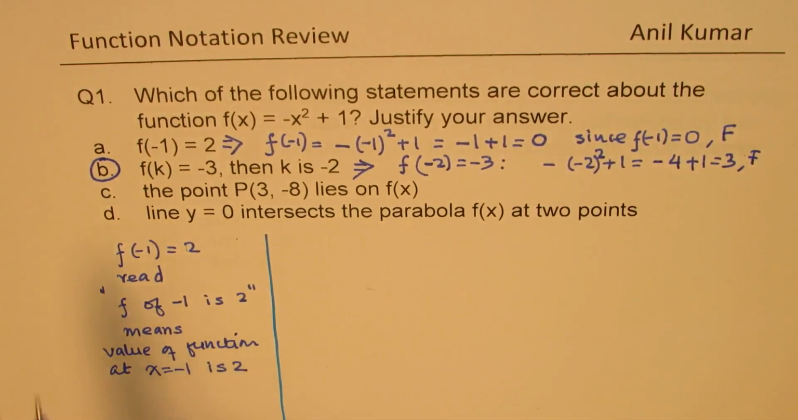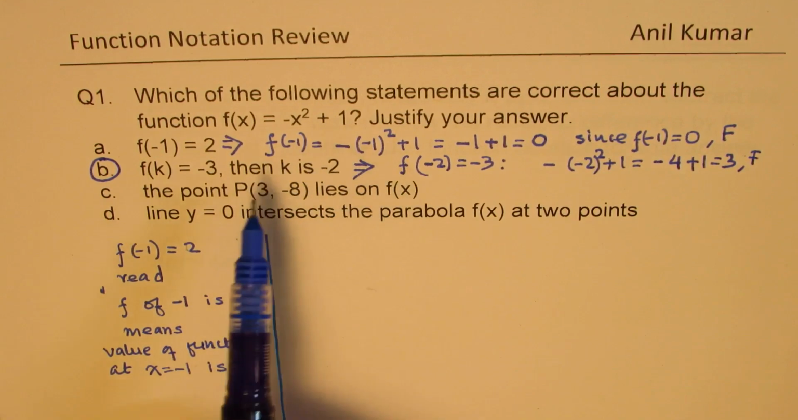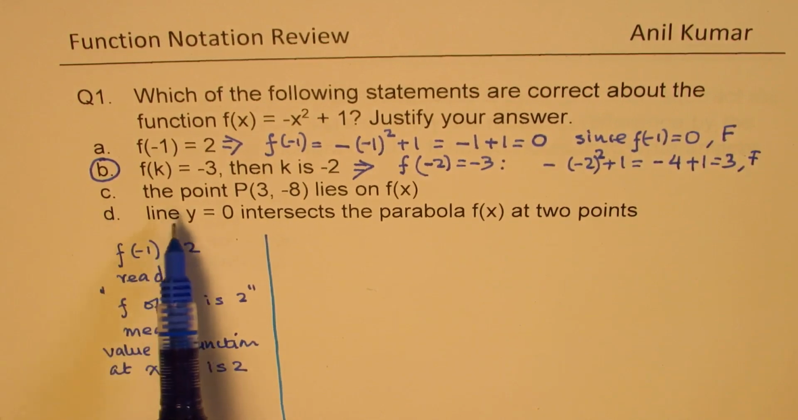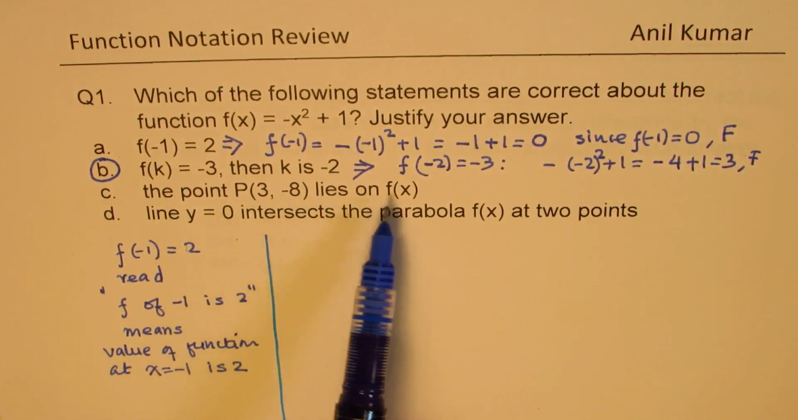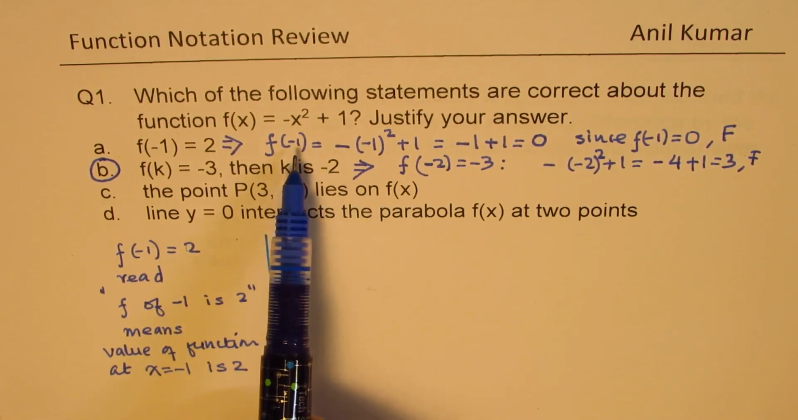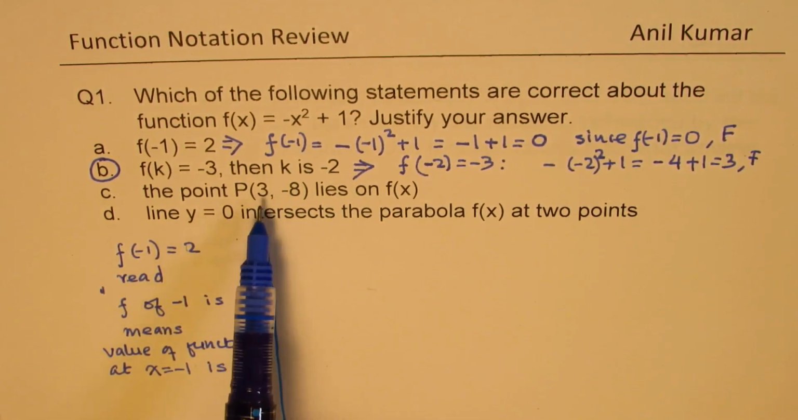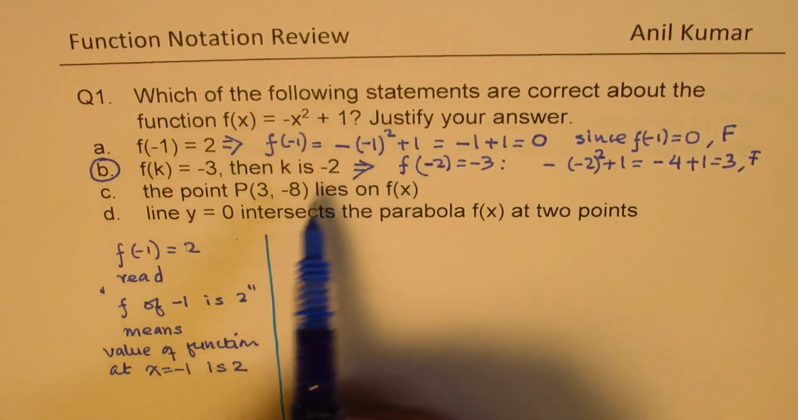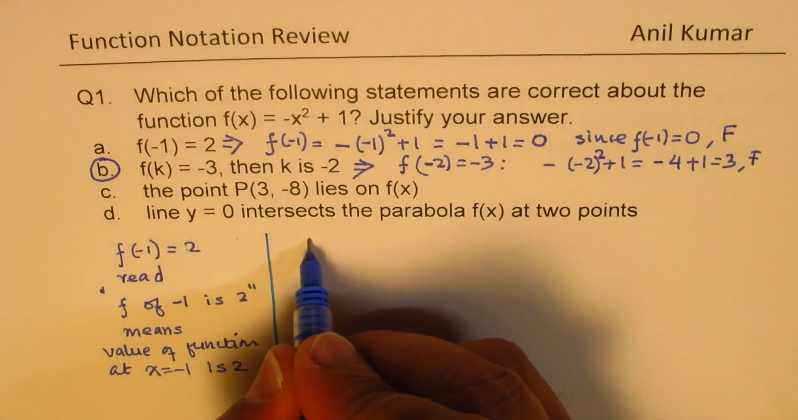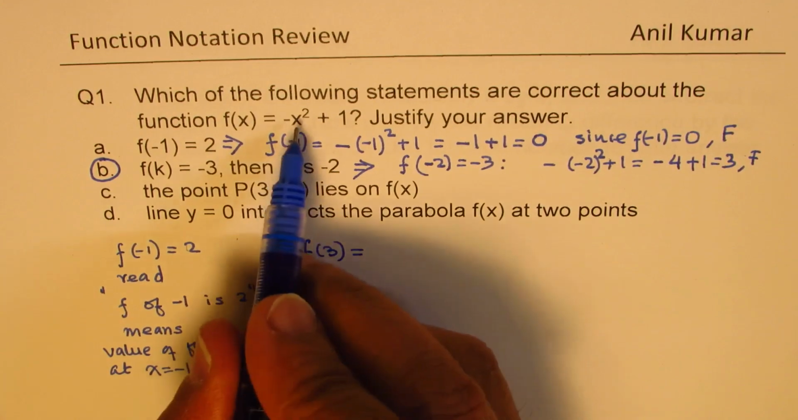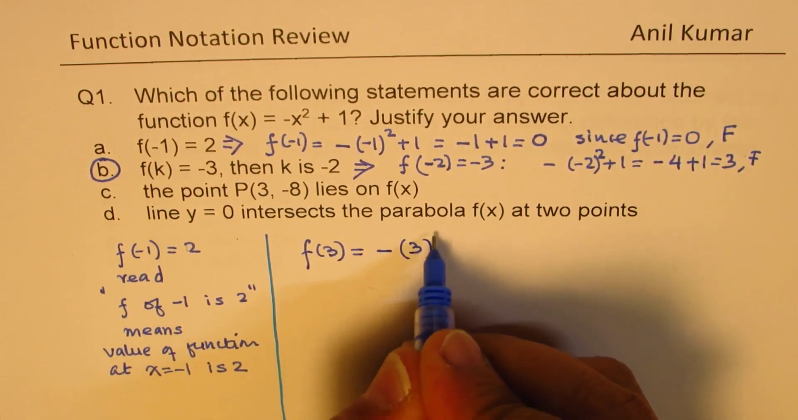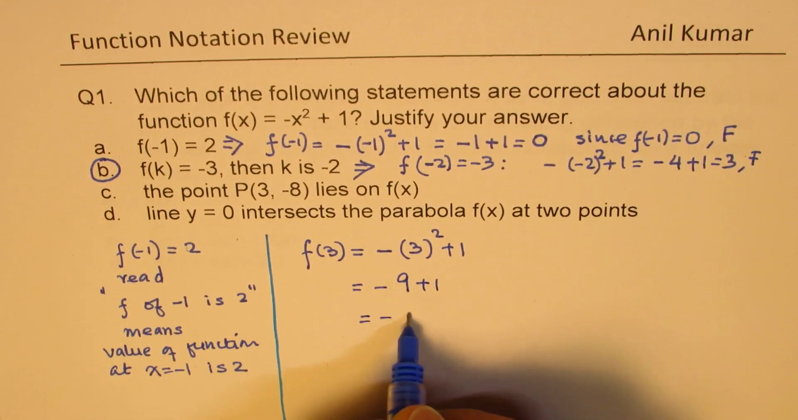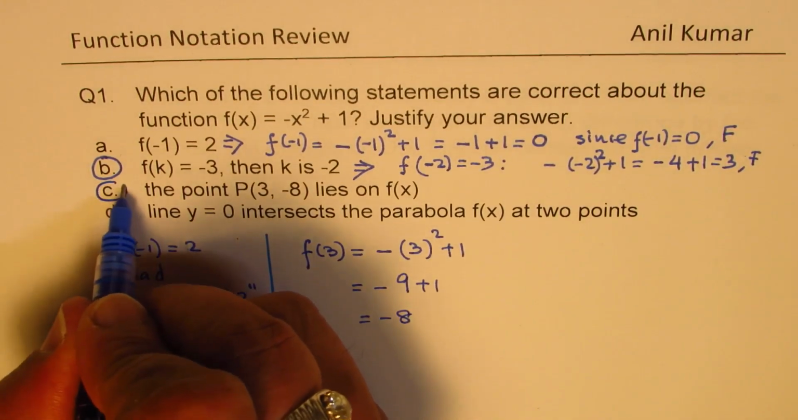Is that clear to you? So in the first 2 parts, you understand how to evaluate a function using function notation. Clear? C. The point P, (3, minus 8), lies on f of x. That means if I substitute 3 and I get minus 8, then it is true. So let's find f of 3. When I substitute 3 here, I get minus of 3 squared plus 1. That is minus of 9 plus 1, which is indeed minus 8. So this is also correct.